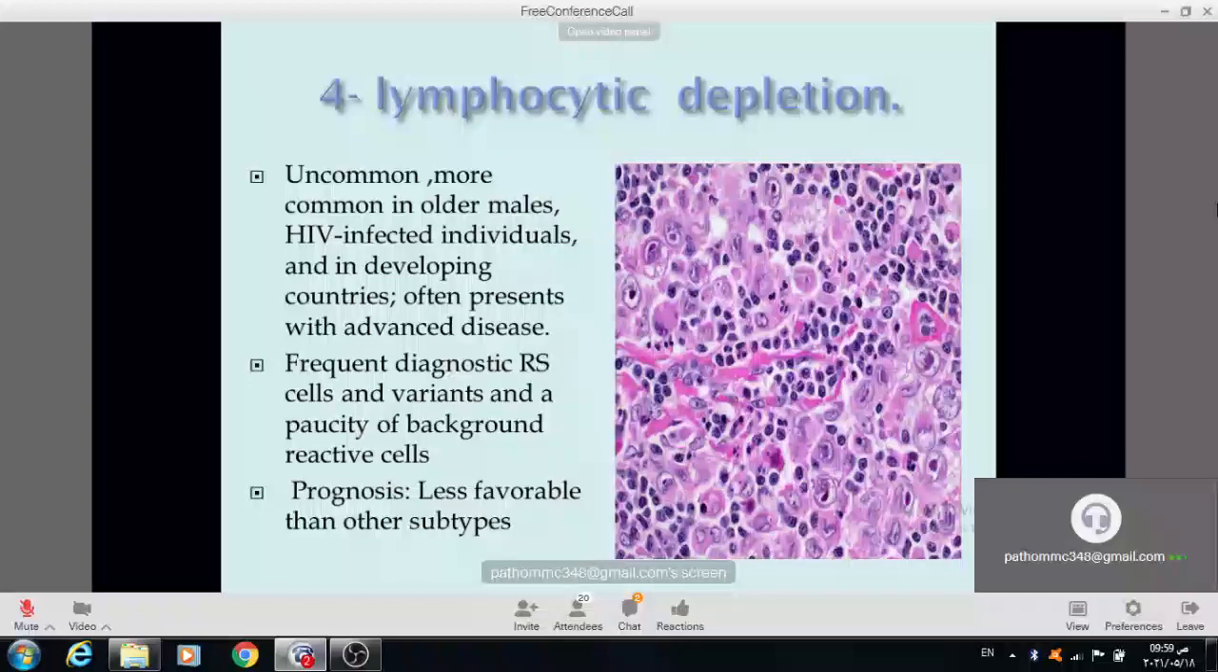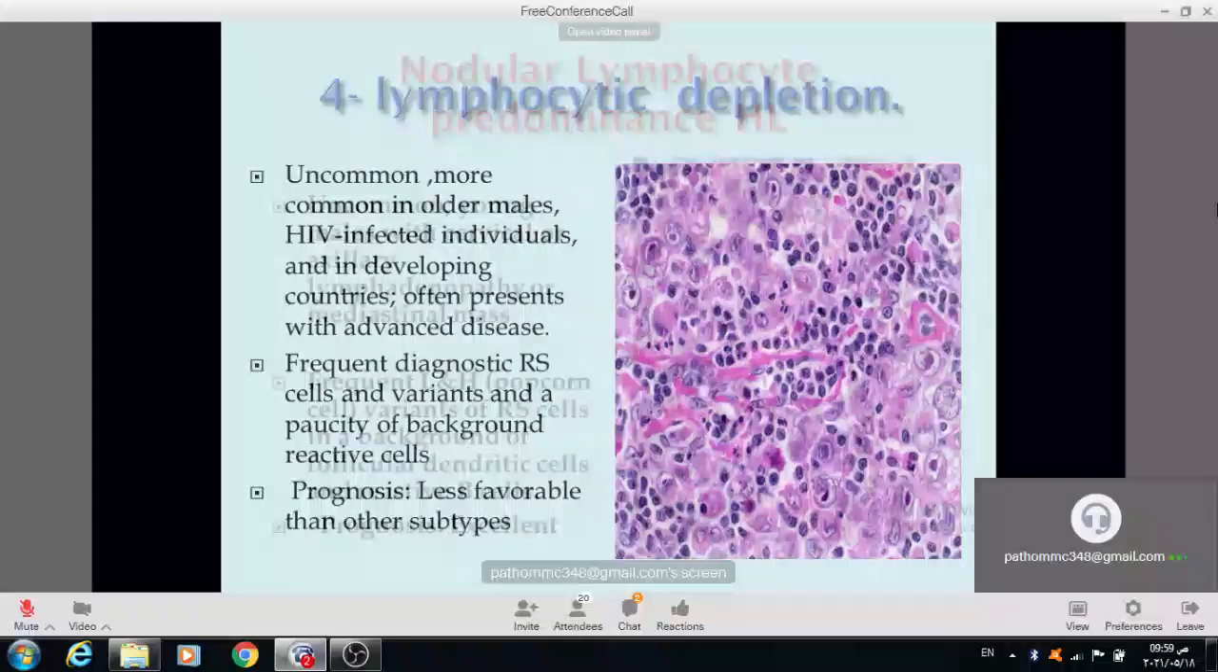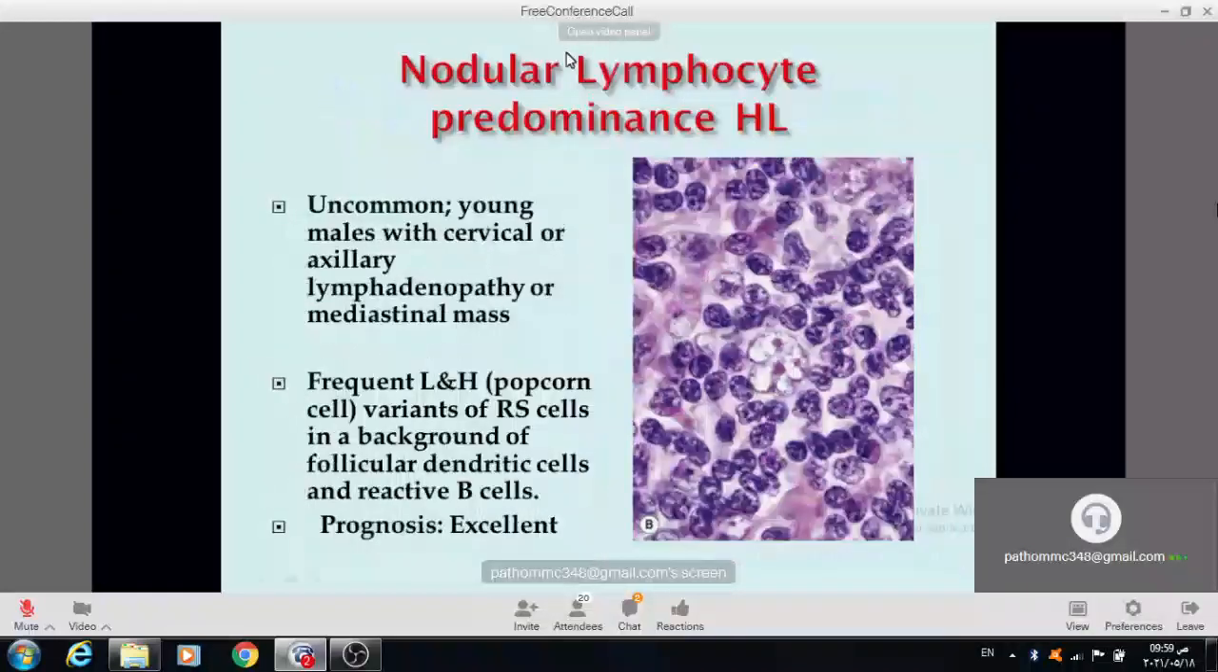The other subtype, and we have finished the classical Hodgkin, is the non-classical Hodgkin lymphoma. We call it nodular lymphocyte predominant Hodgkin lymphoma.